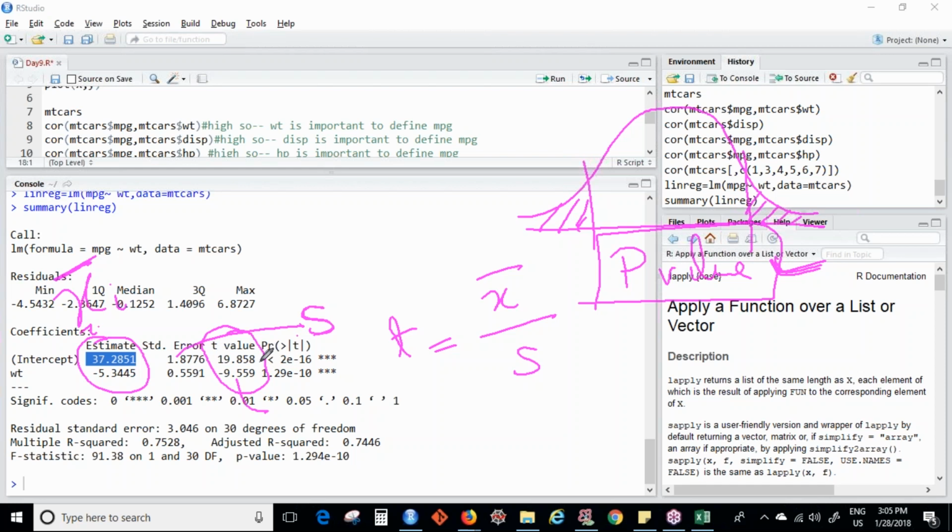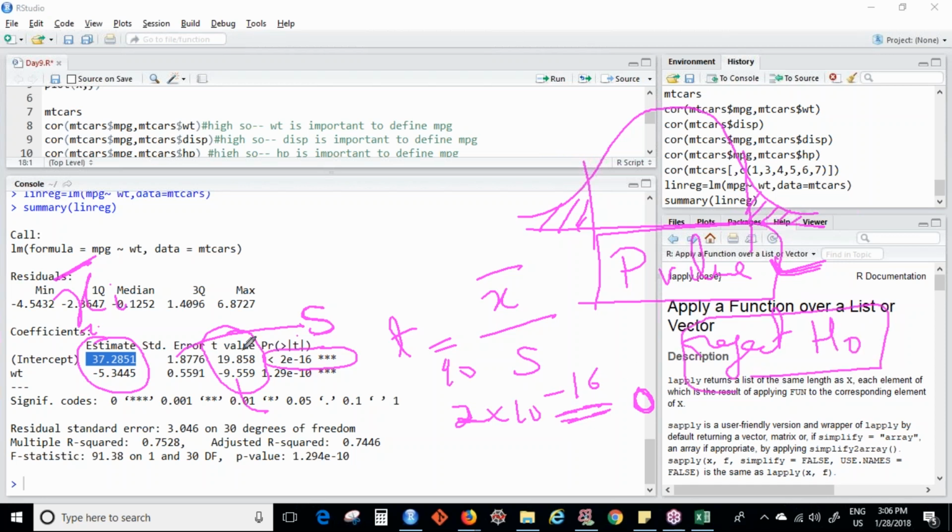Okay, this will be a two-tailed test, and this is what they are getting. They are getting a very small value. So e means 10 to the power. Okay, e here means 2 into 10 to the power minus 16 is what they are getting, which is almost 0. So that means you reject your null hypothesis here. Okay, so let us see what is the null hypothesis here. Let us see this in detail.